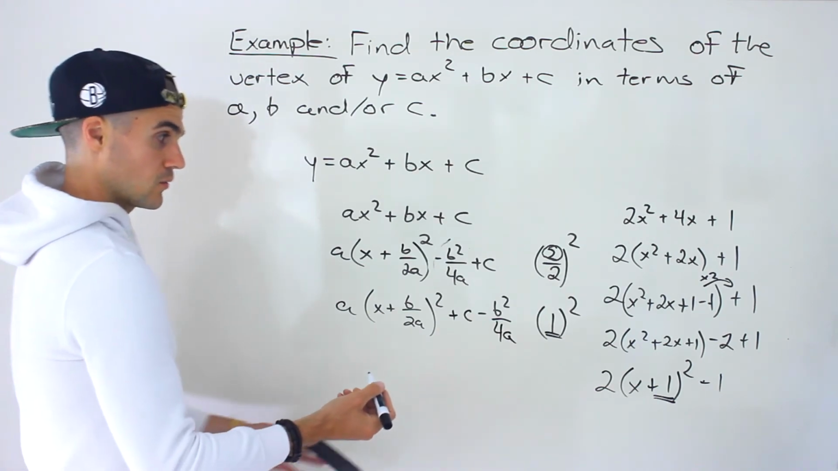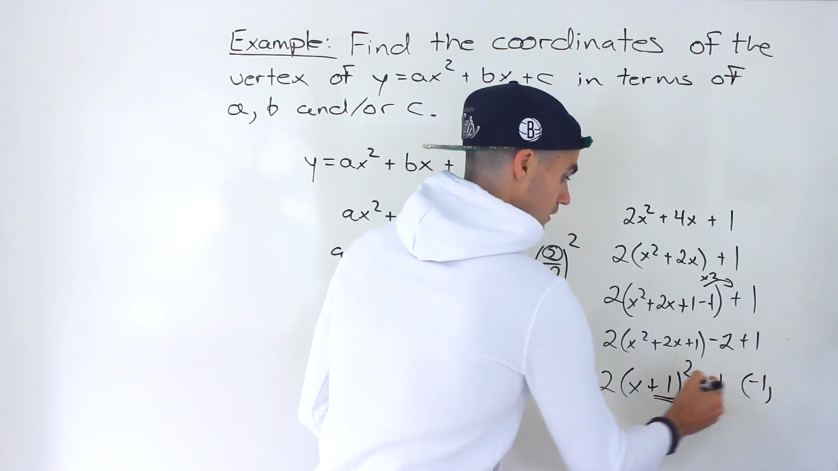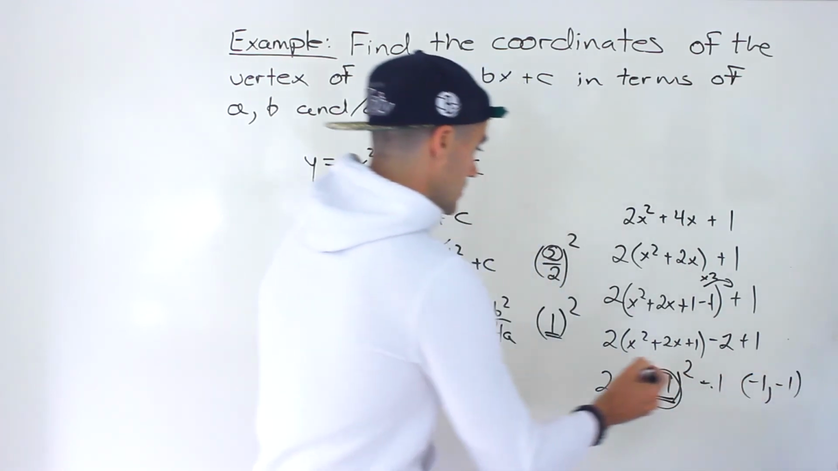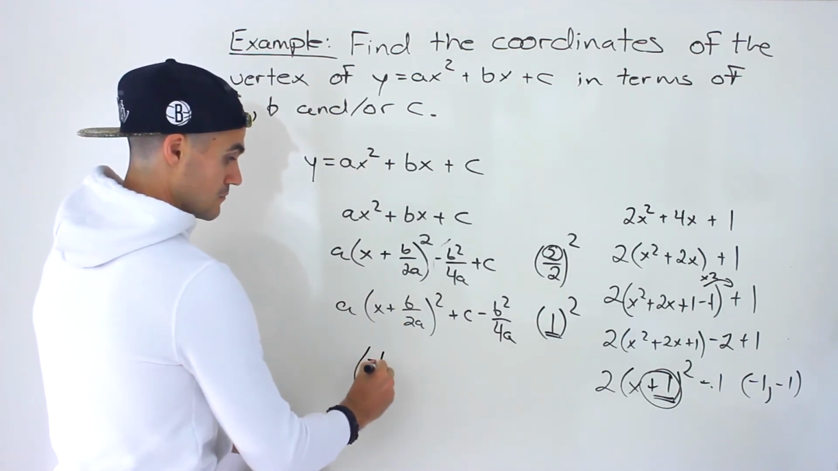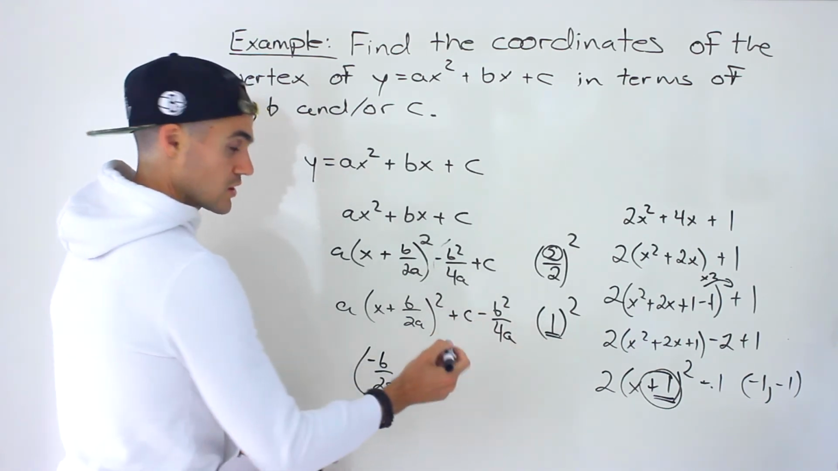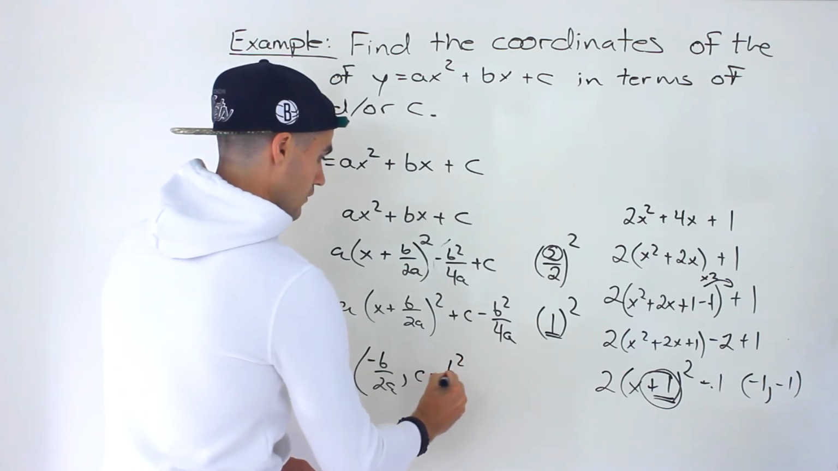And then from here, what's the vertex over here? It's going to be -1, right? The opposite sign of that, and then this -1 here. So the vertex here, it's going to be the negative of this, -b over 2a, and then it's going to be this entire expression for the y value of the vertex.